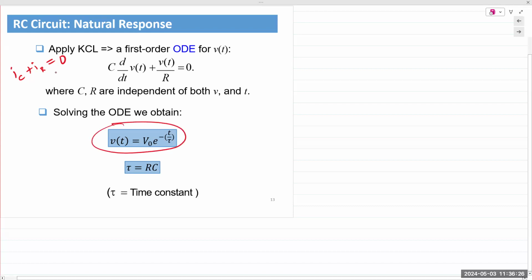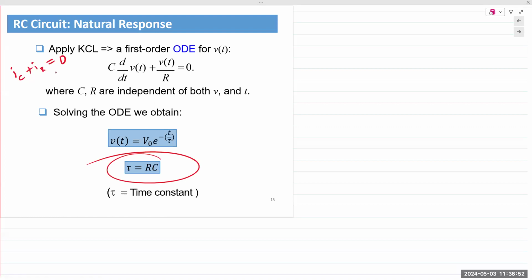Exactly the same, no change, no difference. V of t is V0 times e raised to minus t over tau. The only change is the time constant. For an RC circuit, the time constant is RC. That's it. It's a product of the resistor and the capacitor. Other than that, the exact same expression. V0 in this case is the maximum voltage across the capacitor, which is then diminishing or decreasing.